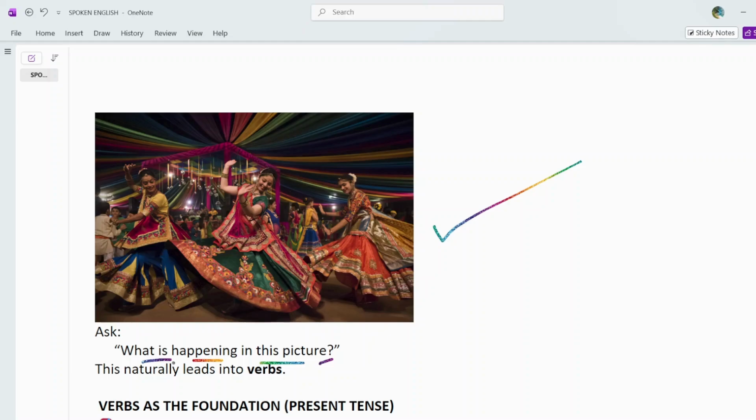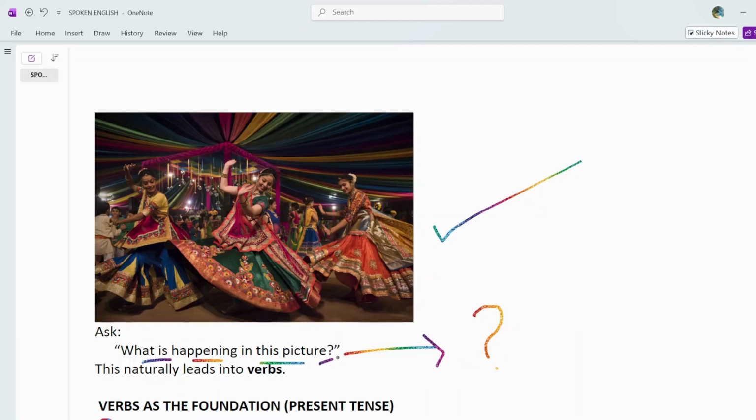Just answer what is happening in this picture. Exactly. Do not use sentences. Don't go overboard with complicated sentences, but just answer this particular question, that is, what is happening in this picture? That's it.